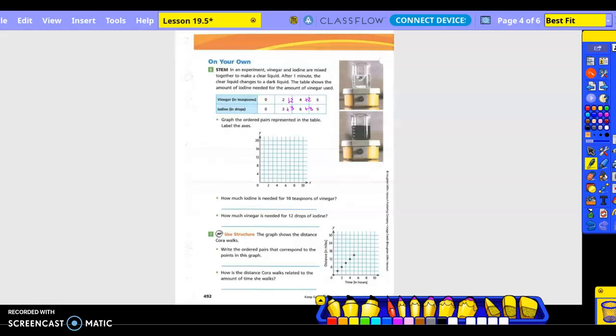So the x-axis would be what? The vinegar, right? Okay, the y-axis would be what? Iodine. And that's in what? Drops. Okay, so what do we do? We go 0, 0, right? Then we go over to the right, 2 and up, 3. So that would be about right there. We go over to the right, 4 and up, 6. We go over to the right, 6 and up, 9. Right?